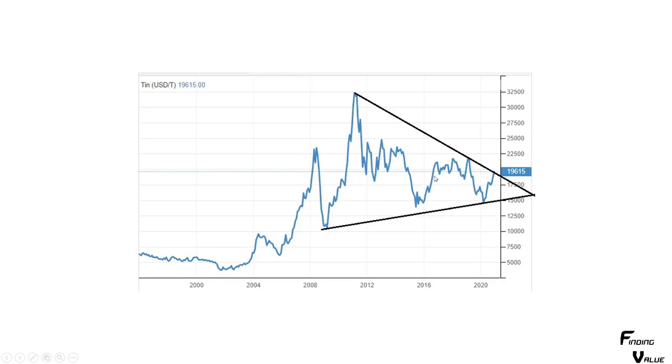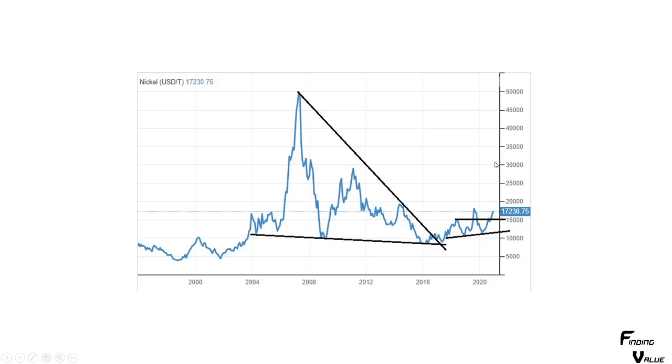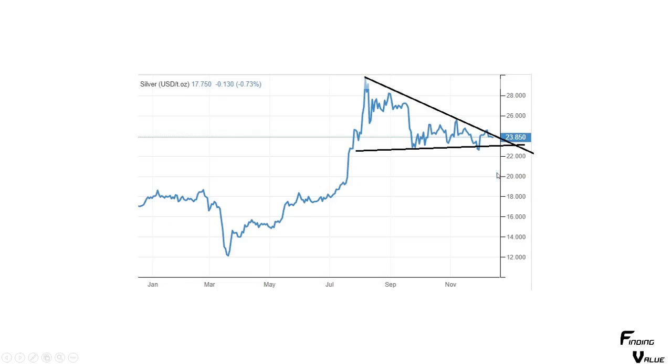We have the euro breaking out against the dollar. We've got all these other commodities breaking to the upside. This is going to go to the upside. It's got to be with the rest of the group.